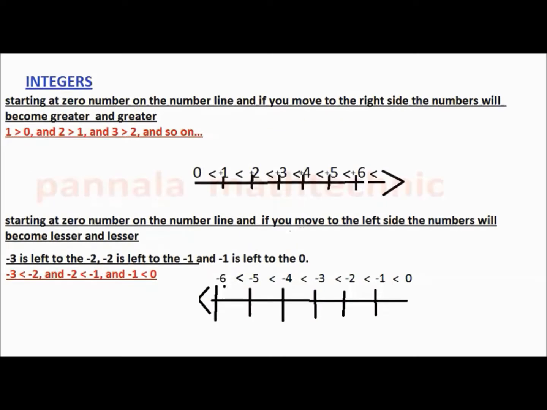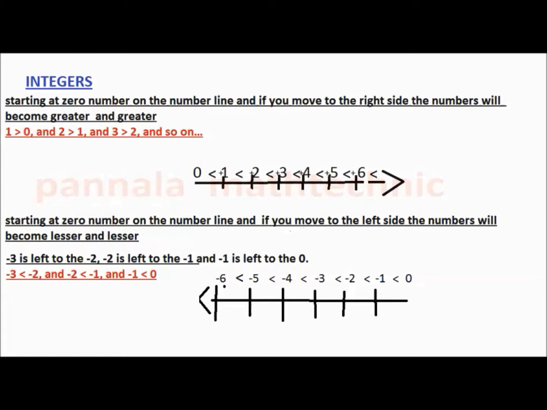Starting at 0 on the number line, if we move to the right side, the numbers will become greater and greater. So see, 1 is greater than 0, 2 is greater than 1, 3 is greater than 2, and so on. Starting at 0 on the number line, if we move to the left side, the numbers will become lesser and lesser. Minus 3 is left to minus 2, which is less than minus 2. Minus 2 is left to minus 1, and minus 1 is left to 0.